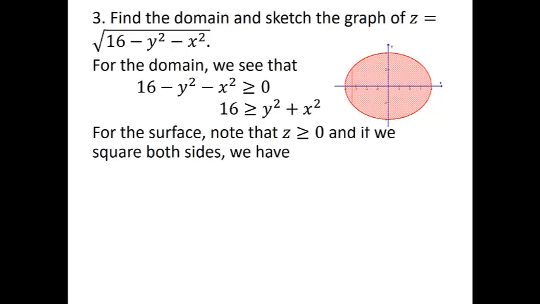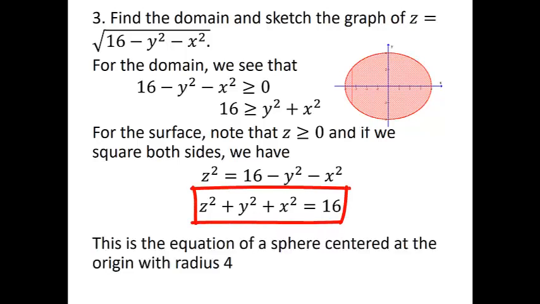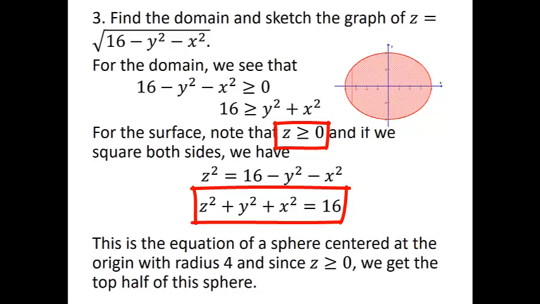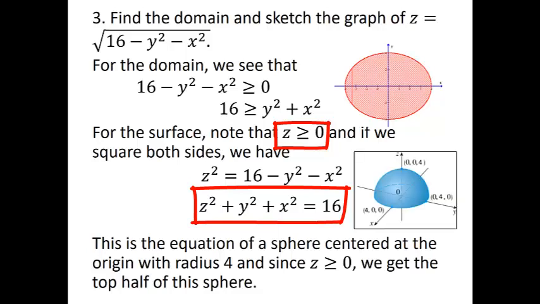And if we square both sides of this equation, we get that z squared is 16 minus y squared minus x squared. We can rearrange this equation to make it look like something that's a little more familiar to us. Here, we have the equation of a sphere centered at the origin with radius 4. But now keep in mind, for the entire surface, we don't get the entire sphere because recall that z had to be greater than or equal to 0. And therefore, we get the top half of this sphere. So if we wanted to sketch the graph, we would sketch the top half of a sphere centered at the origin of radius 4.